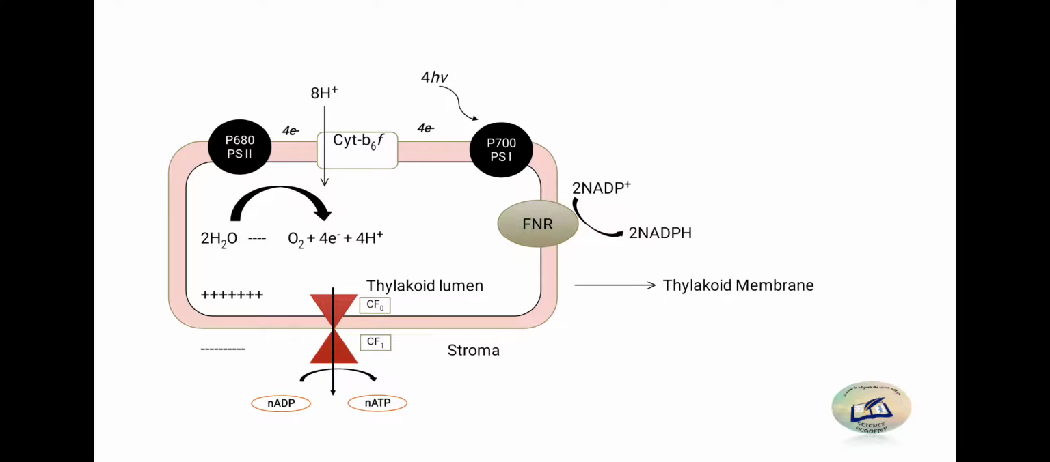Now how will the protons be pumped out? These protons are pumped out by this red complex. You can see I have mentioned here CF0F1. This is actually the ATP synthase complex. The protons which are accumulating in the lumen lead to a reduction of concentration in the stroma, so they have a tendency to flow back to the stroma.